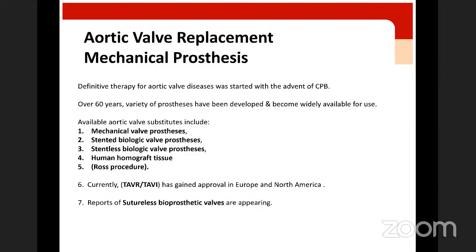Then the stentless biological valve, which has no supporting stent. Human homograft, whether isolated valve replacement only or whole aortic root replacement. And then a combination of biological pulmonary autograft and pulmonary outflow tract replacement with heterograft, which is known as the Ross procedure. Most recently, the innovation of TAVI, transcatheter aortic valve implantation, tissue valve, has gained approval in Europe and North America with acceptable results. Also, the novel sutureless tissue valve has emerged recently in the literature. In this talk, I will focus on the use of mechanical valve replacement in the aortic position.